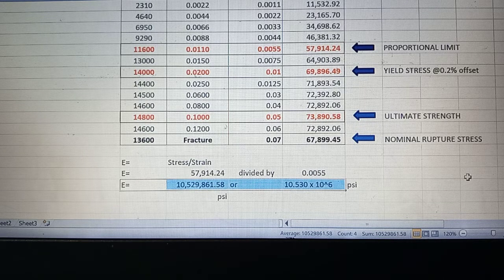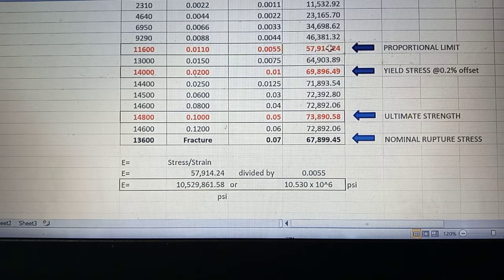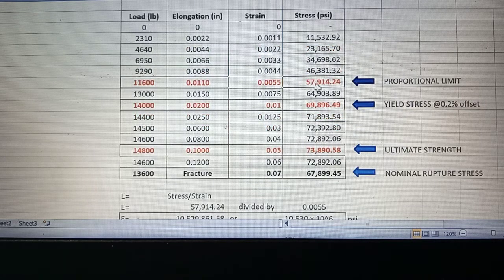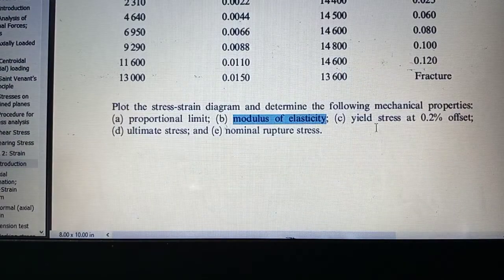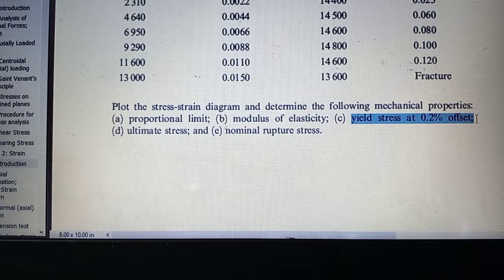Just remember, you can compute the value of E by dividing the value of stress over the value of strain at the proportional limit. And next, what is asked here is the yield stress at 0.2% offset.